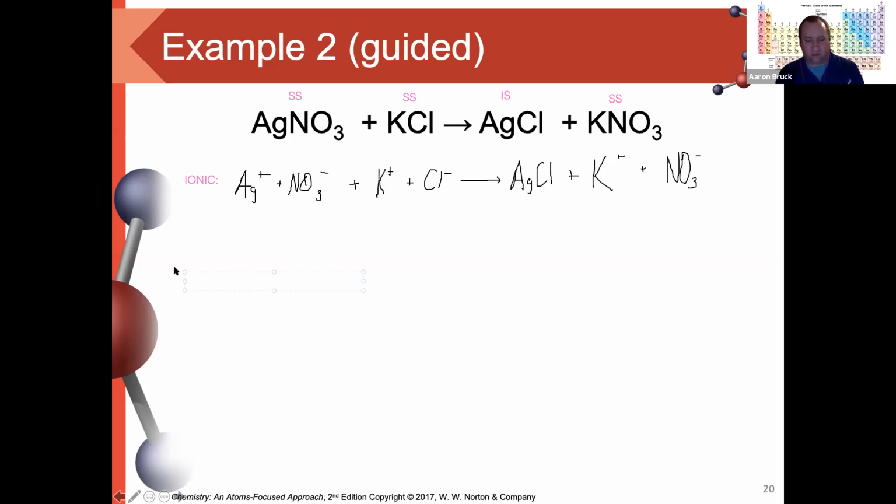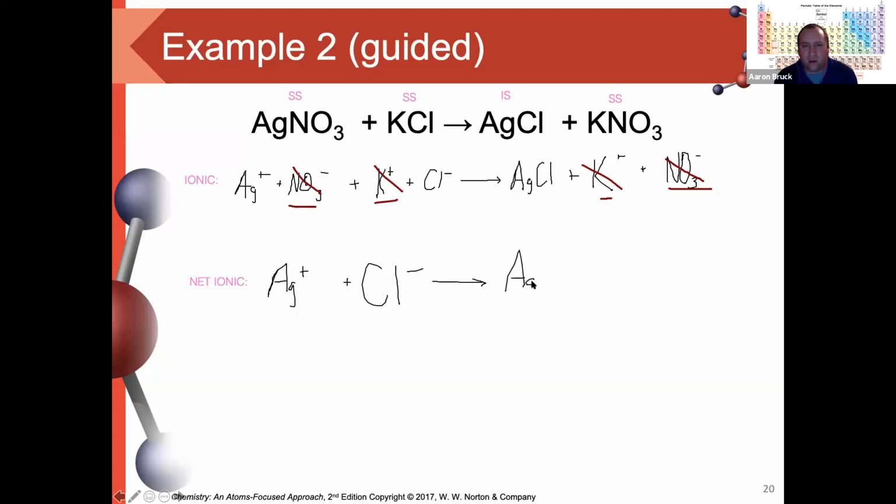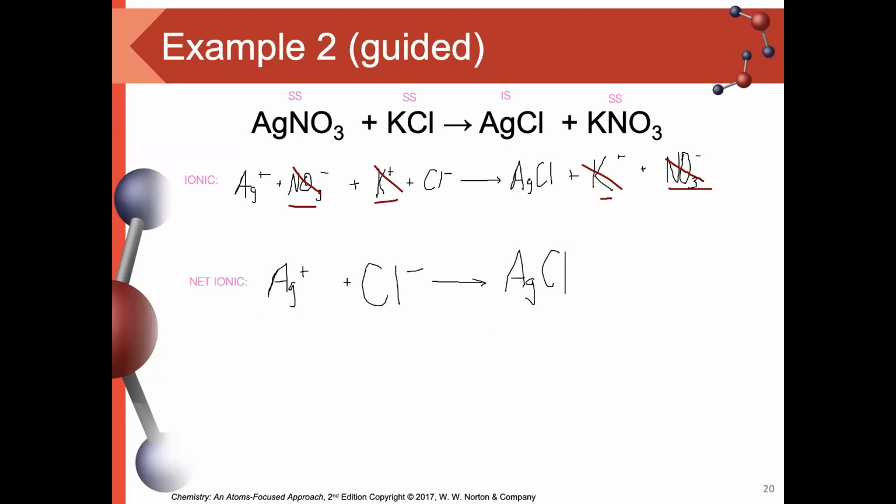To turn ionic into net ionic, I have to identify some spectators. So I start looking and I see, okay, I've got nitrate on each side. I've got potassium on each side. Those are my spectator ions. Those are going to go away. So all that's left at the end of this is silver ion reacts with chloride ion to make silver chloride. All right, any questions here? No. No.